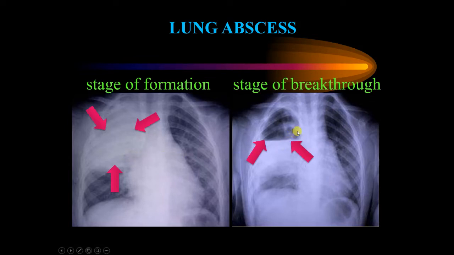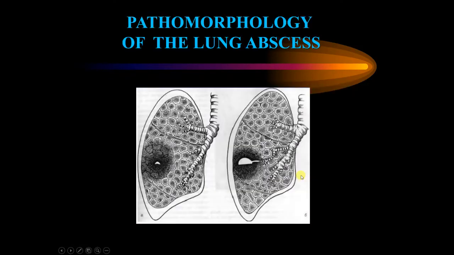At the stage of breaking through, when a portion of the pus evacuates from the abscess, you will see a horizontal level. Pus can go to the bronchial tree and evacuate with the sputum during coughing, or it can go to the pleural cavity, forming empyema of the pleura. Let me show you how it looks schematically.